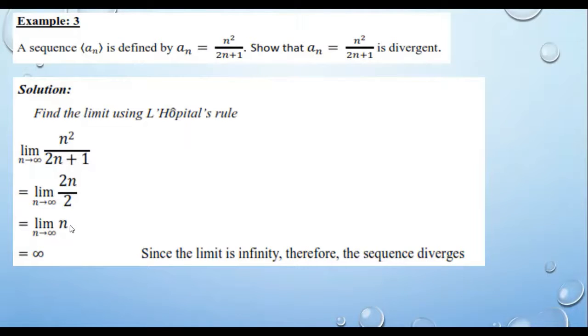Limit as n approaches infinity. Instead of n, put infinity, so it is infinity. So our conclusion is, since the limit is infinity, therefore the sequence diverges. Right? I hope I'm clear on that.